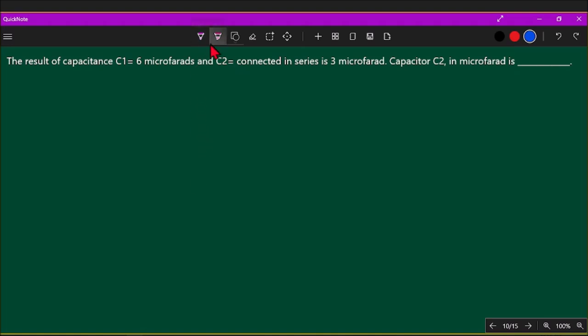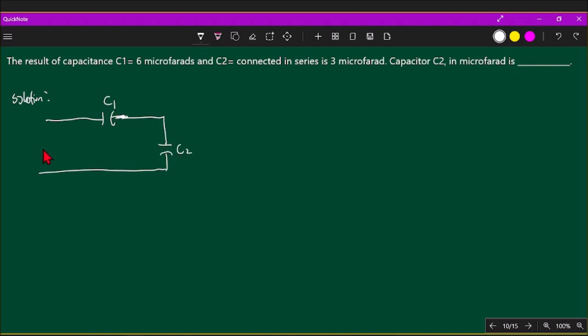Okay, so they are connected in series. So we will have here our equivalent circuit. We have two capacitors connected in series, so this will be our C1 here, this will be our C2. So we need to solve the value of C2 given that our equivalent capacitance is equal to 3 microfarad and our C1 is 6 microfarad. So C2 will be unknown.